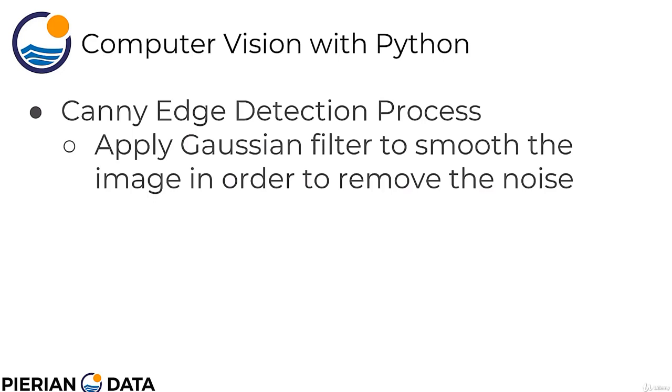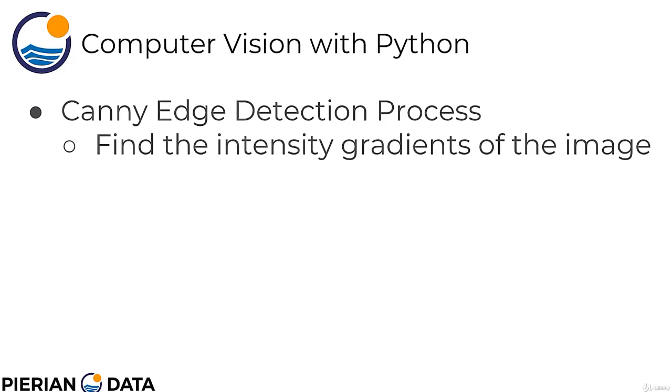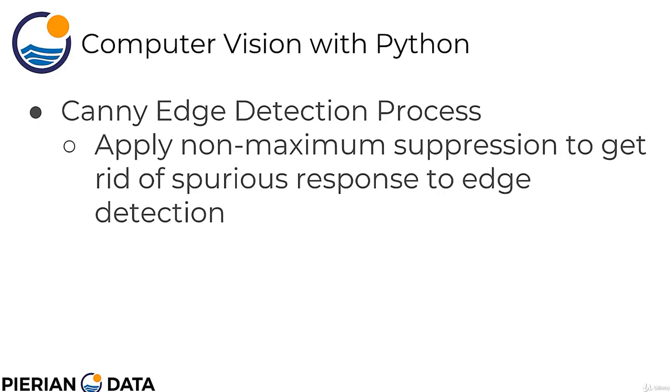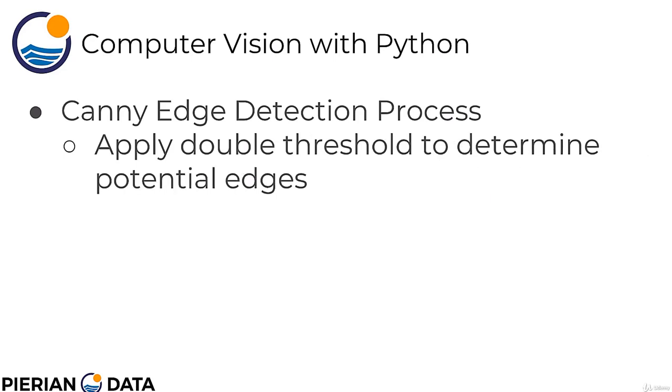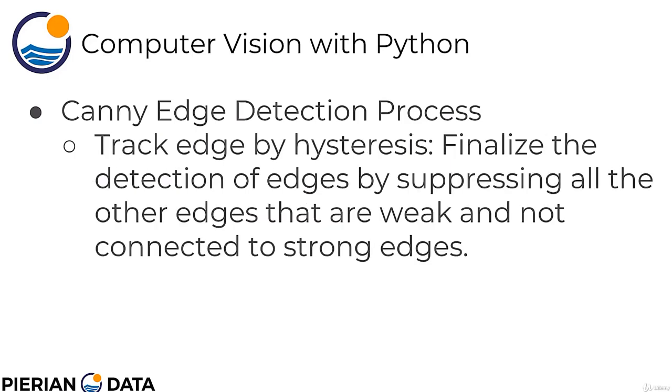So after you apply the Gaussian filter to smooth out the image, what happens is you find the intensity gradients of the image. Then the next step in the Canny edge detection process is the algorithm will apply non-maximum suppression to get rid of spurious response to edge detection. Then it's going to apply double threshold to determine potential edges. And then it's going to track edge by hysteresis, which is just going to finalize the detection of edges by suppressing all the other edges that are weak and not connected to strong edges.